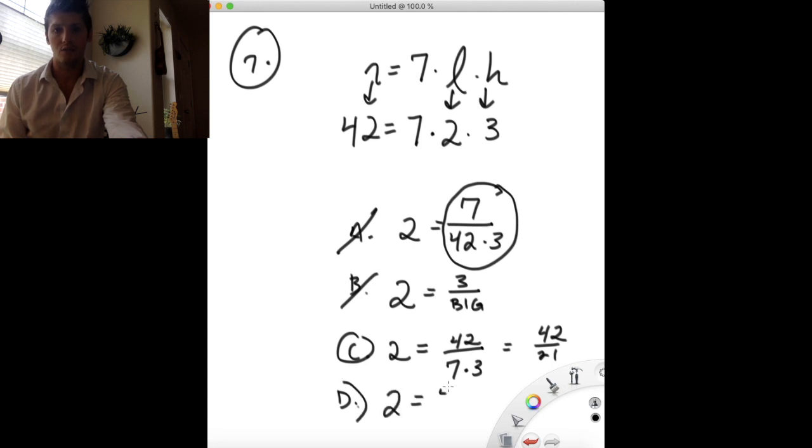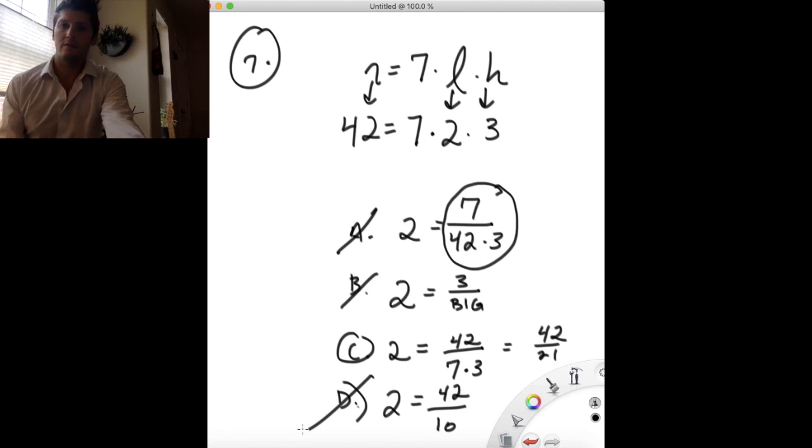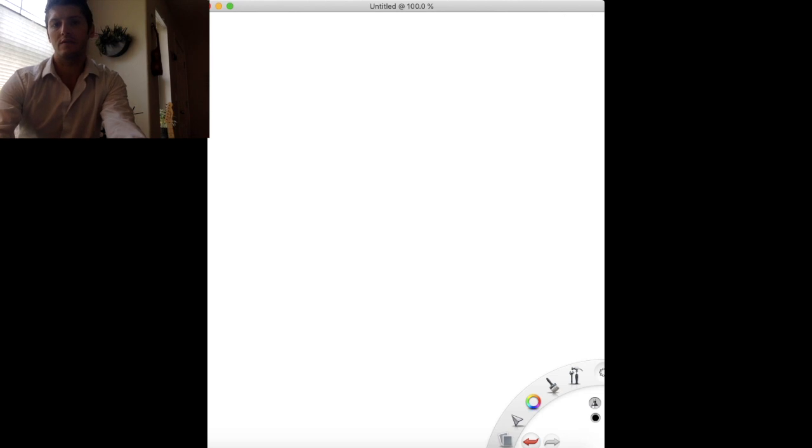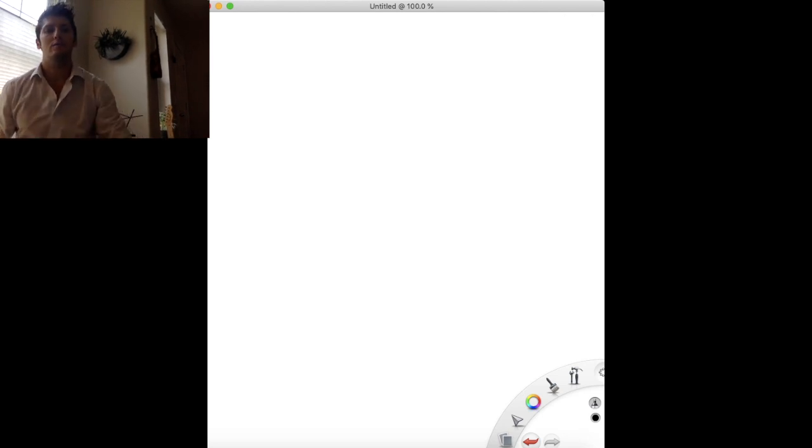2, does that equal 42 over 7 plus H, which is just 7 plus 3 or 10? 42 over 10 is not a whole number, right? It's 4 and 2/10 or 1/5, 4.2. So that's out. That's the other way to do number 7. And you can do this anytime you have variables in your answer choices. This is a good bet, I can't say every time, but most times.